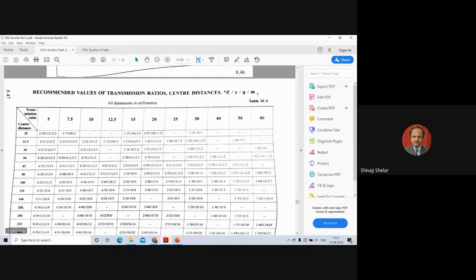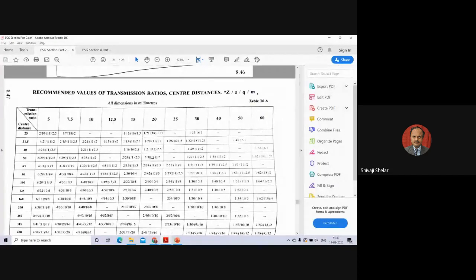Then what is the approximate center distance between the worm shaft and the worm wheel shaft? If you have say 200 or say 100 mm distance, then what is here? I have taken this pair here. Let's say your transmission ratio is around 20 and your center distance is around 100. Then you can select this pair. There are a number of pairs available here. This is one of the worm and worm wheel pairs. This is the standard pair you have to select for your application.